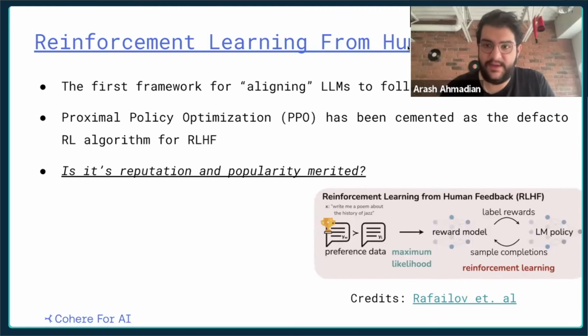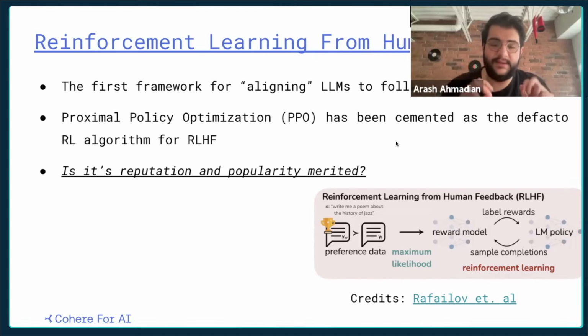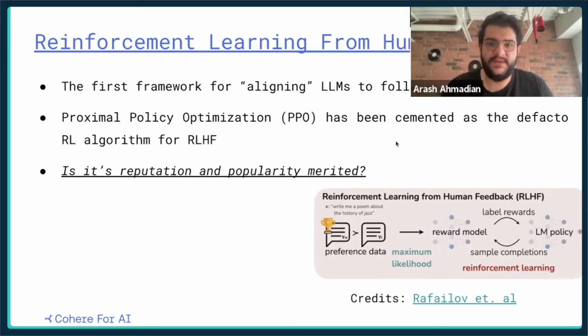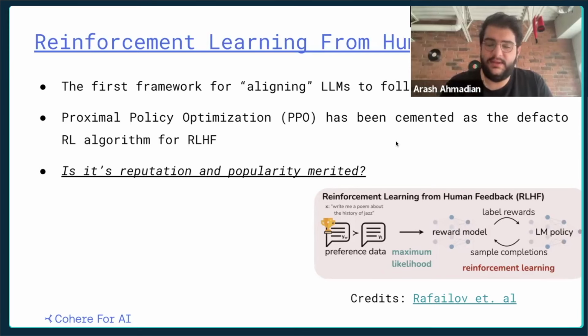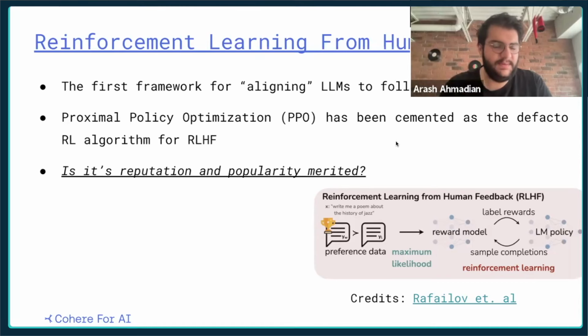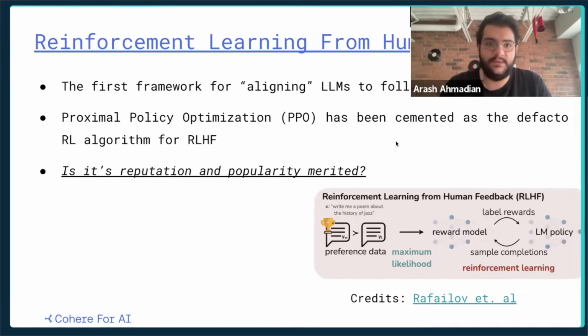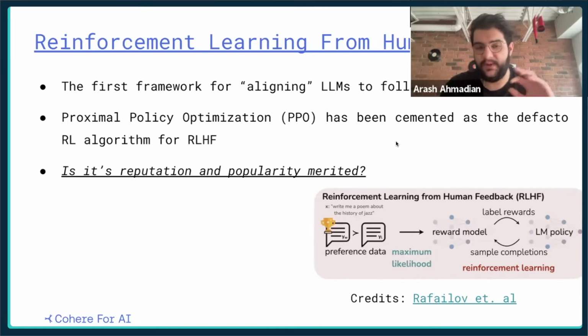Now, RLHF, using reinforcement learning in this context, was actually the first framework to align language models to such preference functions. When it was first introduced by folks at OpenAI, they used Proximal Policy Optimization, PPO, which you might have heard of. It's an algorithm directly taken from the RL toolbox and just slapped onto RLHF.